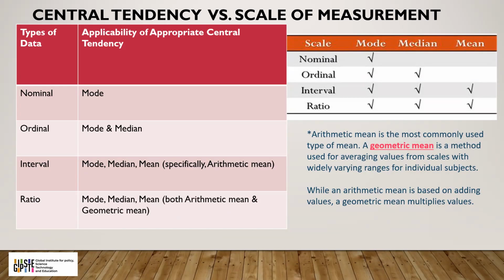Arithmetic mean is the most commonly used type of mean. That is the traditional mean we see in most of the calculations from the computer output or the software output in every statistical analysis. But we also have a geometric mean. A geometric mean is a method used for averaging values from scales with widely varying ranges for individual subjects. While arithmetic mean is based on adding the values, for geometric mean you multiply the values. For arithmetic, you add, then divide by the total observations. But for geometric, you multiply. Very important to take note of that.